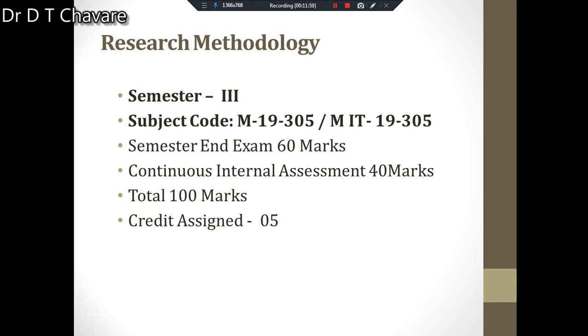Okay, this is the semester number 3 subject code, as I already told you, M19-305, and in case of MCOM IT the subject code will be MIT-19-3.305. The semester end exam will be conducted for 60 marks. Continuous internal assessment will be 40 marks, total 100 marks, and the credit assigned for this course is 5.